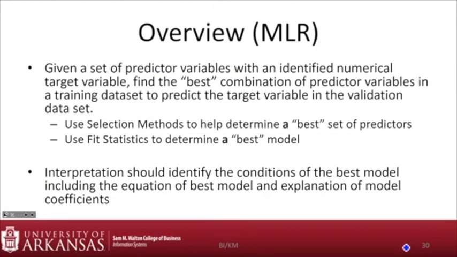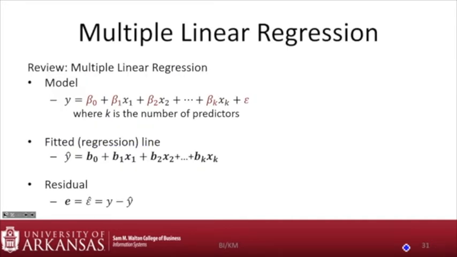Okay, so when we're talking about our interpretations, what do we need to talk about? We need to talk about the conditions of the best model. We're going to talk about the equation of the best model. And potentially we're going to do an explanation of our coefficients. As far as the modeling process and the interpretation process goes, it's very similar to what we did last semester. The difference, like I said, is mostly going to be in the fit statistics that we're going to use. And I'll introduce those in just a few minutes.